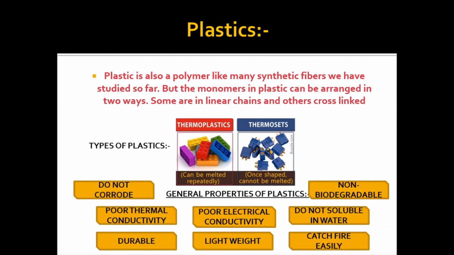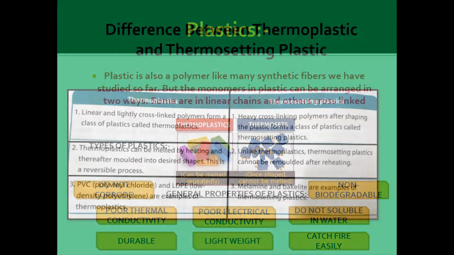What are the types of plastics? Thermoplastics and thermosets. General properties of plastics are they do not corrode, non-biodegradable, poor thermal conductivity, poor electrical conductivity, do not dissolve in water, durable, lightweight, catch fire easily.